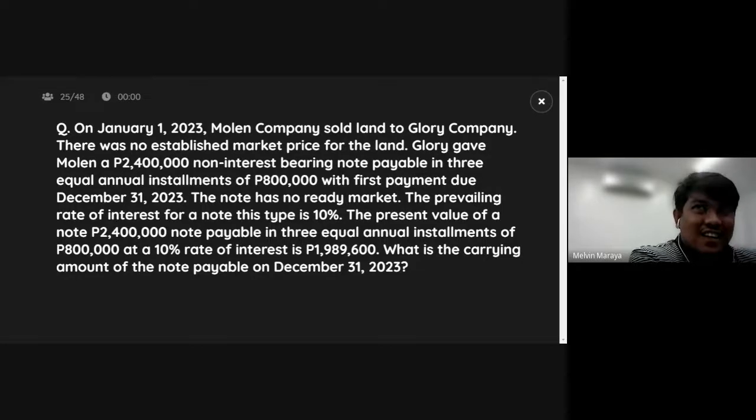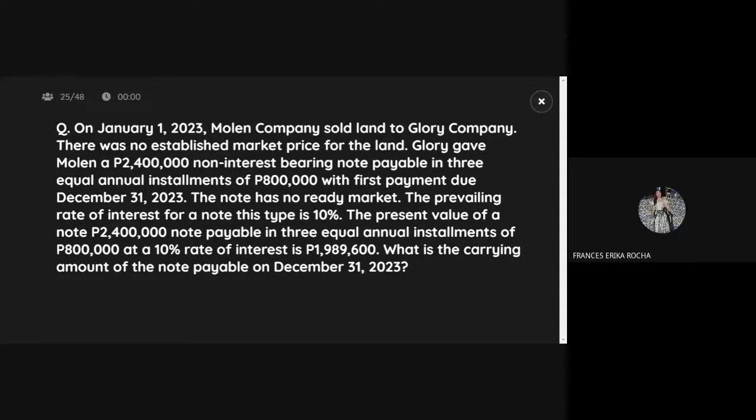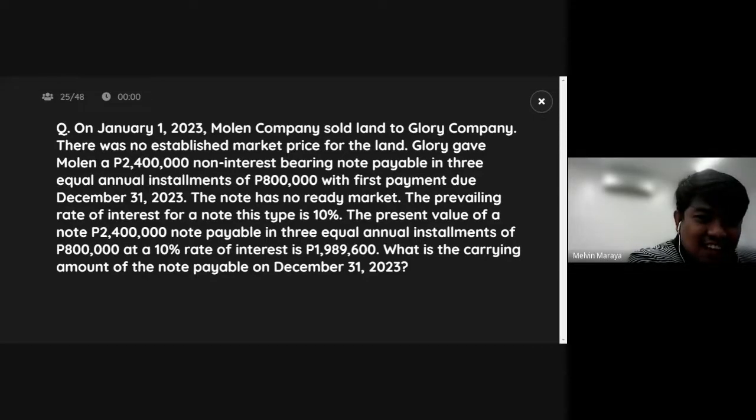Take note of that figure. The principal value was 2,400,000. Tama? Yun yung total value ng note, 2,400,000. Right? Guys, am I right? Yes, sir. Meron po ba tayong binayaran at the end of December, at the end of 2023 from the 2,400,000?